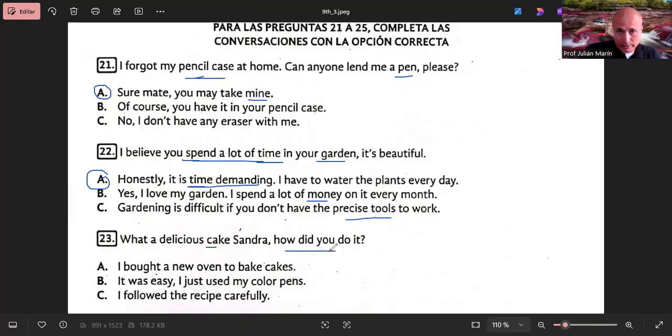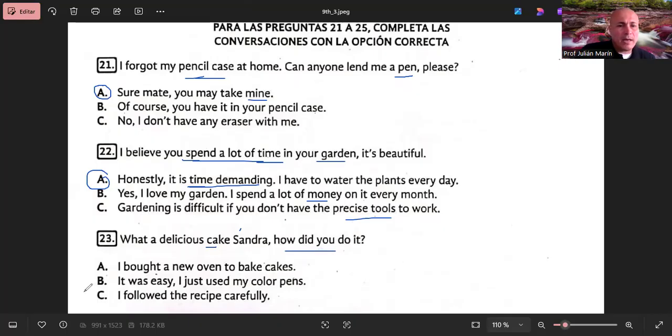How did you do it? Talking about the cooking, the preparation. A, I bought a new oven to bake cakes. Okay, so this is a utensil, not precisely having to do with the procedure or the process, right?